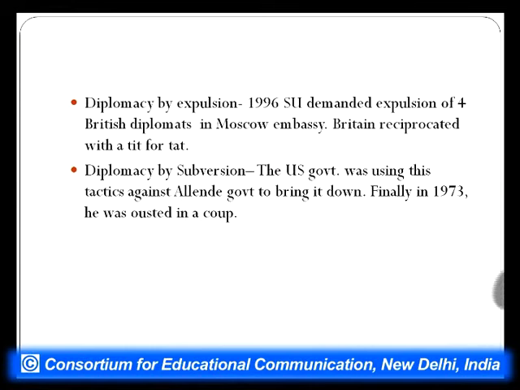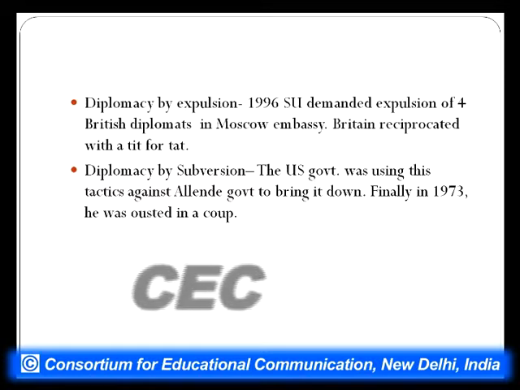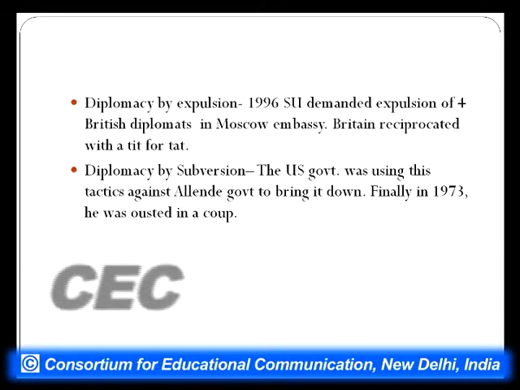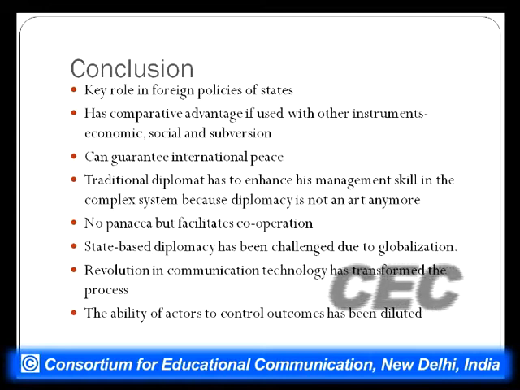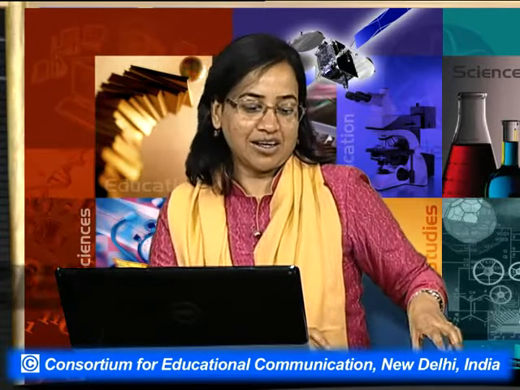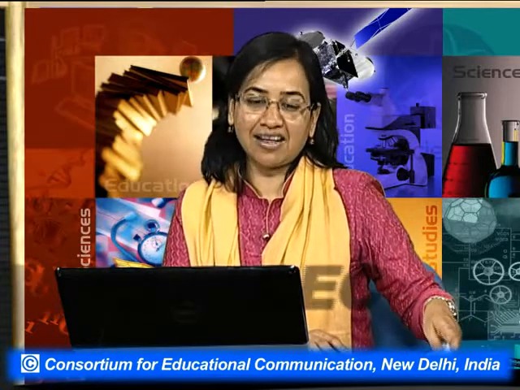It wanted, through the use of the CIA and other agencies, to bring down the Allende government, and it succeeded, because in 1973 Allende was finally ousted in a coup. So this is diplomacy, the newest trends in diplomacy, but nonetheless diplomacy has a lot of contributions which we cannot belittle.